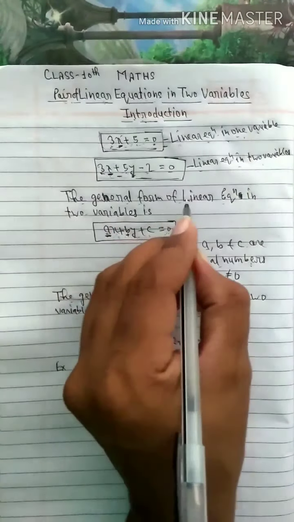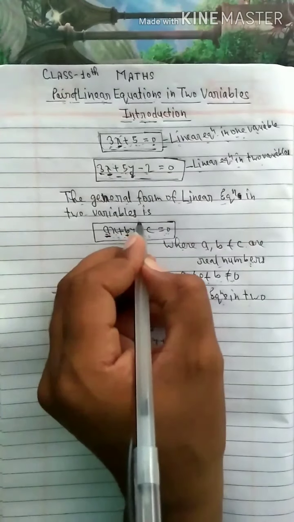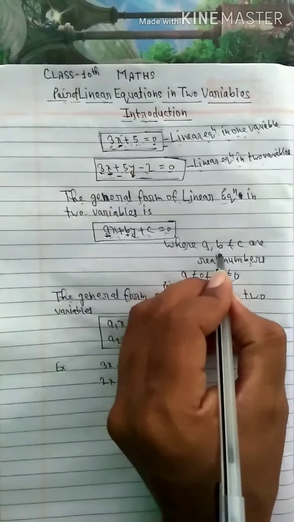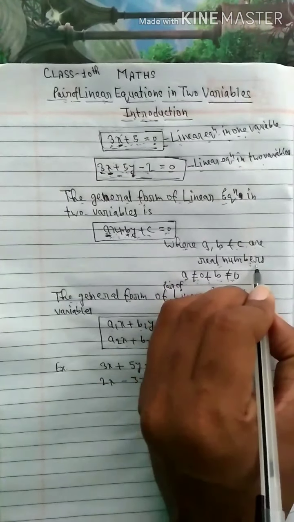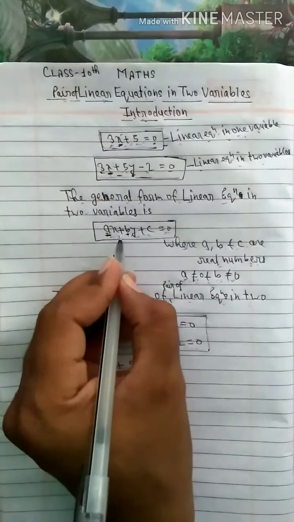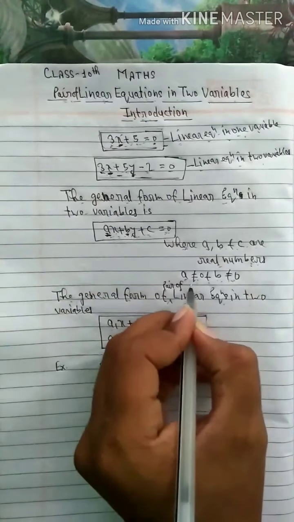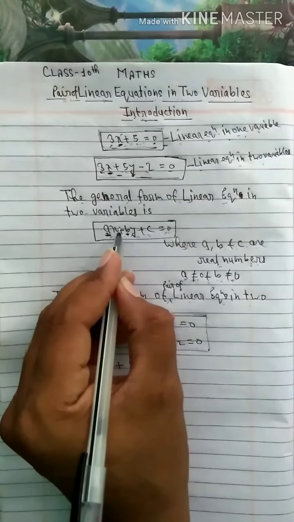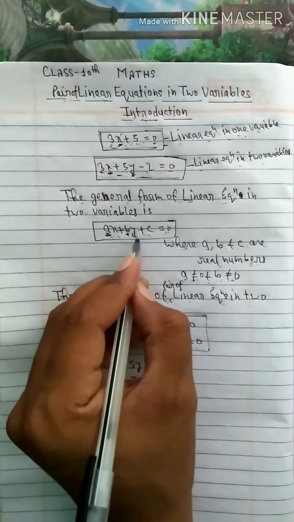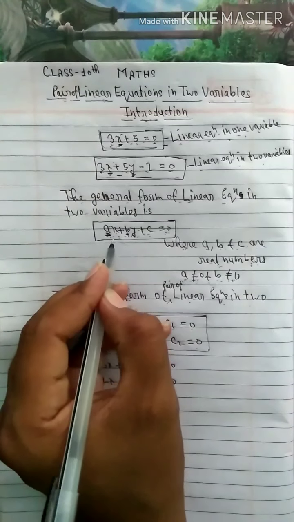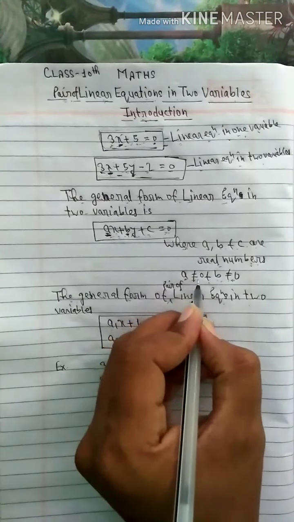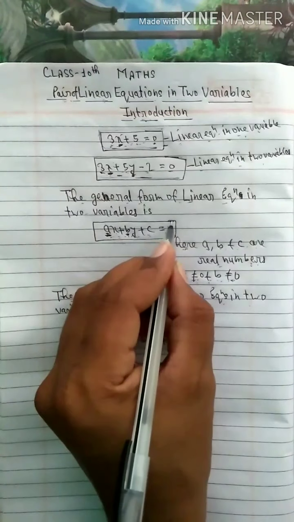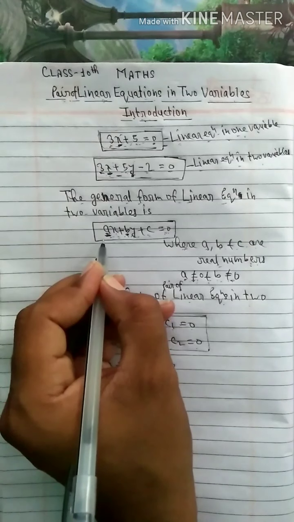Now the general form of a linear equation in two variables is ax plus by plus c equal to 0, where a, b and c are real numbers and one condition is here: a and b are not equal to 0. Students, because if a and b are 0, then the x and y terms will become 0. So here the condition is a and b are not equal to 0. This is the general form of a linear equation in two variables.